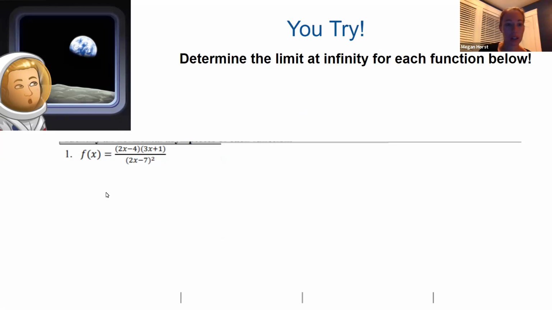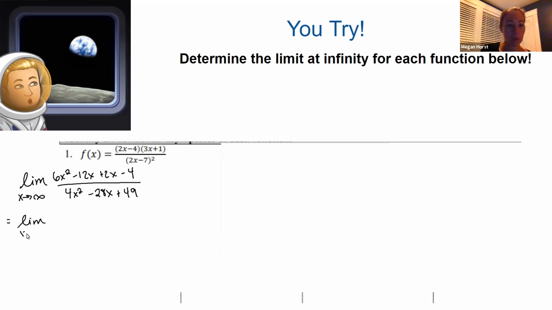So in this one, this is similar to, I think, the last example. We need to multiply these two binomials out to be able to analyze better what's going on here. So I'm going to start with the limit going to positive infinity. I have 6x squared subtract 12x plus 2x subtract 4 all over 4x squared negative 28x plus 49.